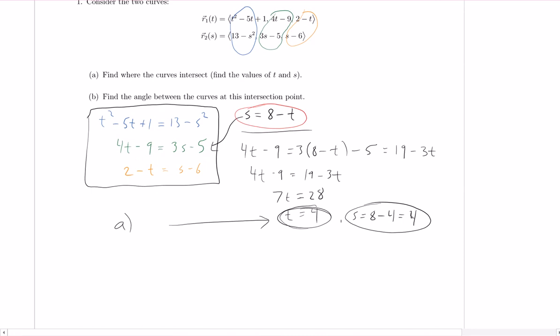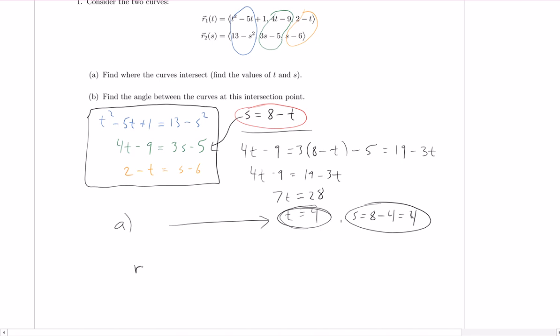For part B, we have to find the angle between the curves at that point. So by definition, what does that mean? The angle between two curves at a point where they intersect is defined to be the angle between their tangent vectors. And remember, the tangent vector is just the same thing as the derivative. So if we take r1 prime of t and r2 prime of s, those are the tangent vectors.